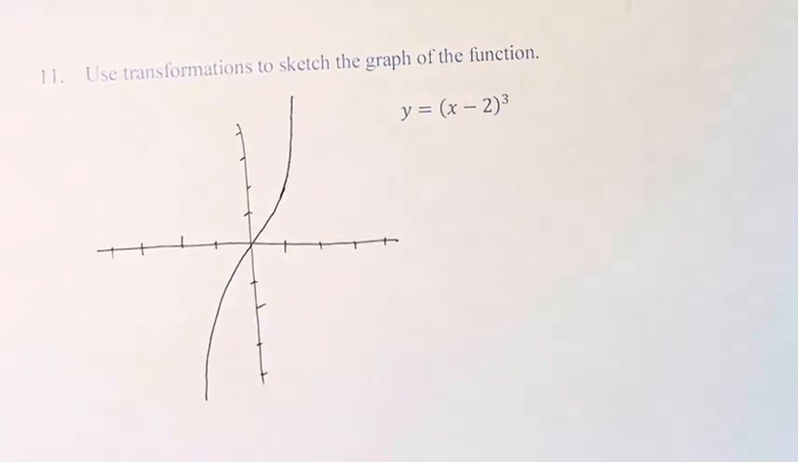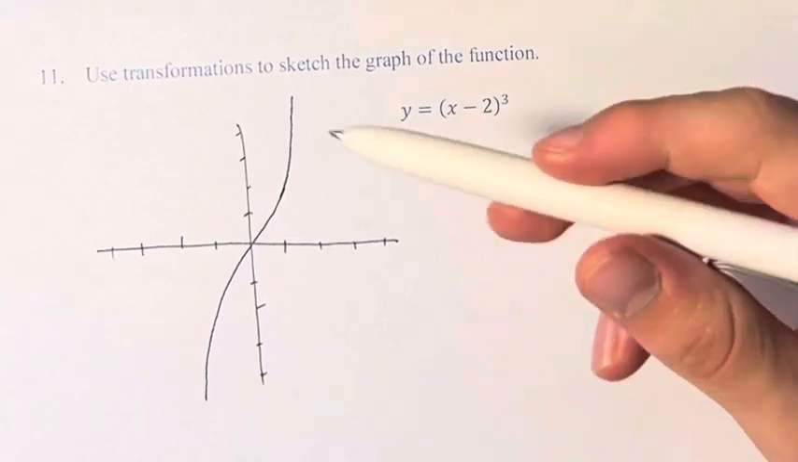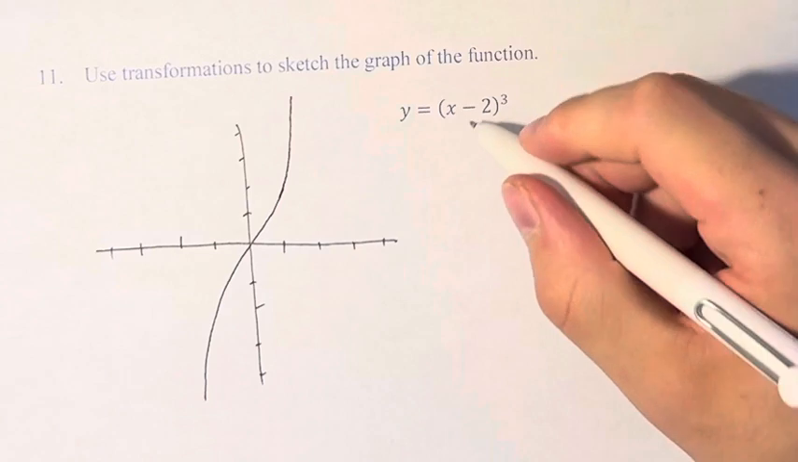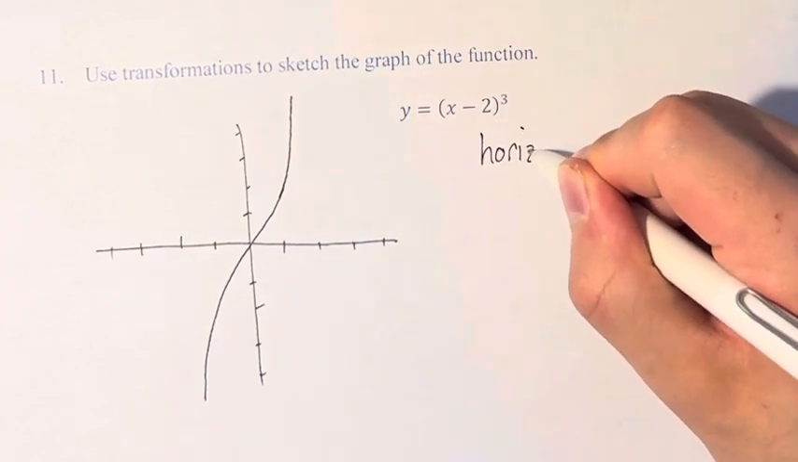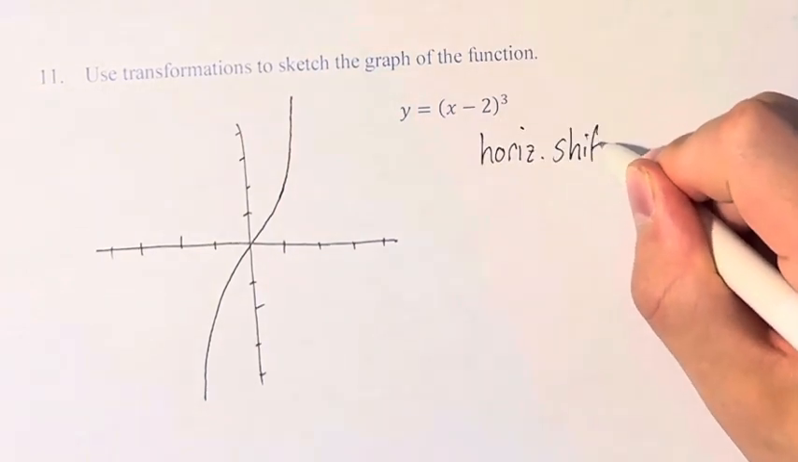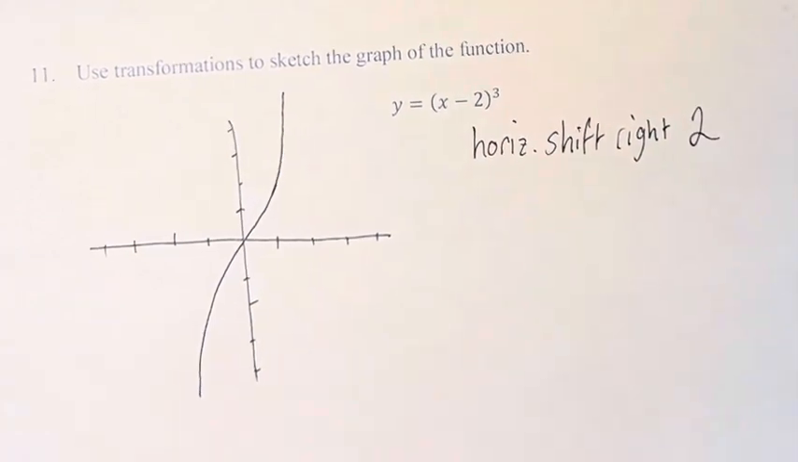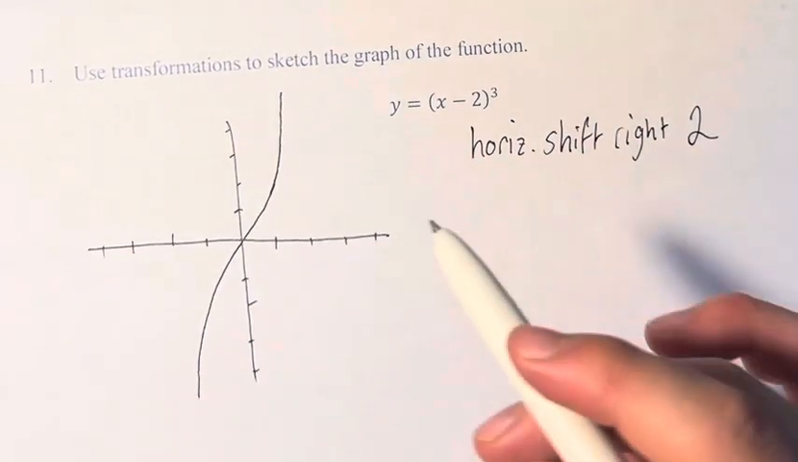This subtraction of 2. So subtraction means we're shifting. It's being done within the cube, it's not outside, so it's horizontal. And it's subtraction, which means it's to the right. So we're horizontally shifting to the right 2 units.